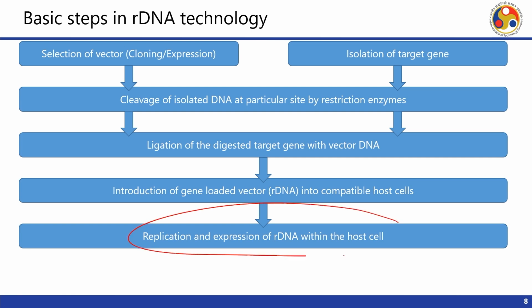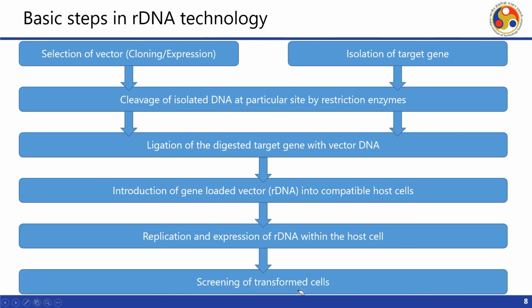Then we go for replication and expression of rDNA within the host cell, and we also have to go for screening of the transformed cells, because not all of the cells will be transformed, which means not all of the host cells, even though they are competent, may be able to receive the gene loaded vector. So, we need to separate out the host cells which have the gene loaded vector from the host cells which do not have the gene loaded vectors. In our subsequent steps, we will be using only the cell population which have the gene loaded vector.